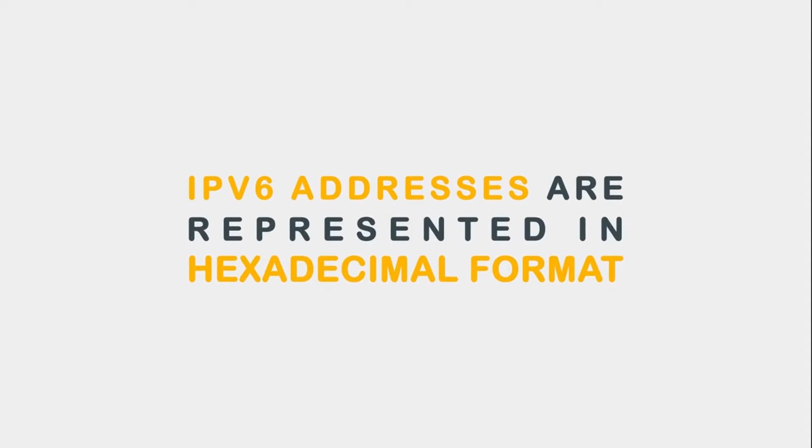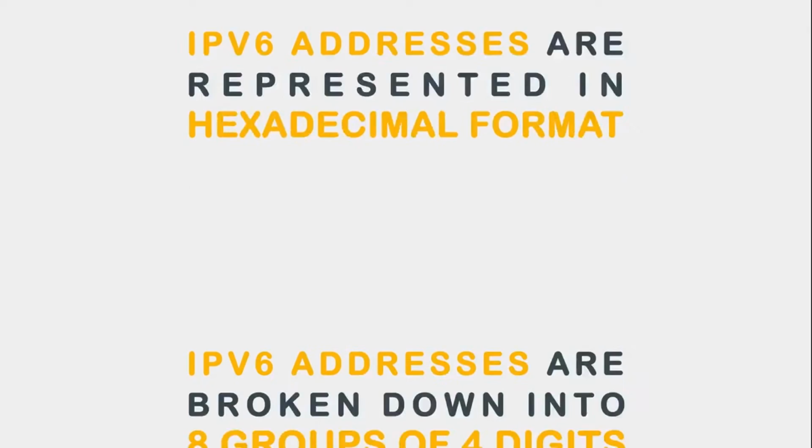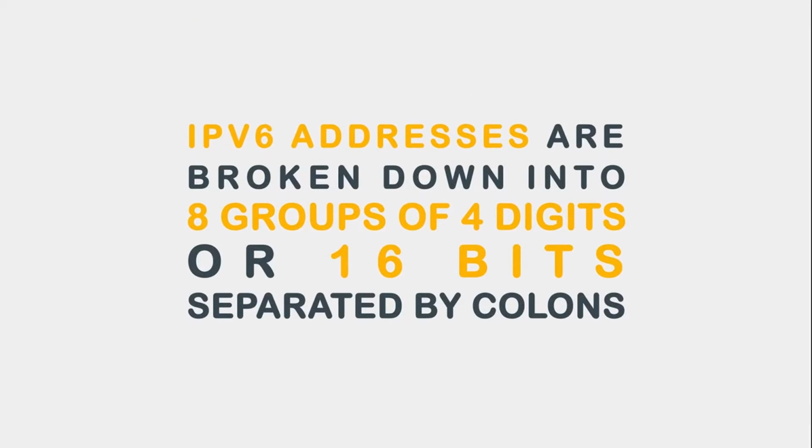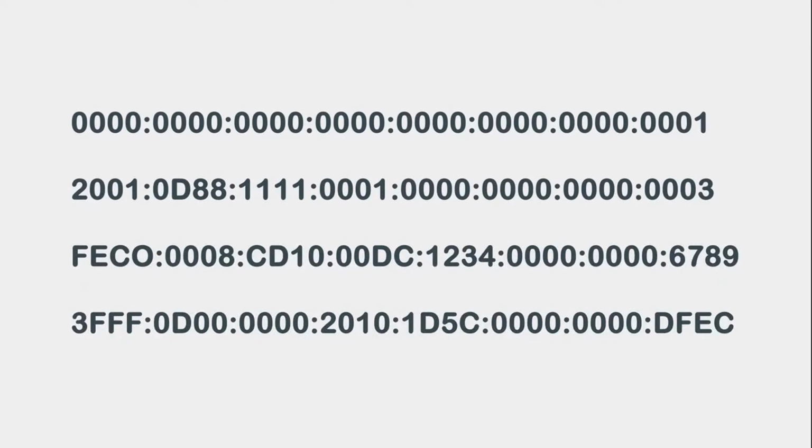Because IPv6 addresses are so large, they are typically represented in hexadecimal format, instead of the decimal notation typically used to represent IPv4 addresses. IPv6 addresses are broken down into 8 groups of 4 digits or 16 bits separated by colons. Here are a few examples of typical valid IPv6 addresses that illustrate this naming scheme.